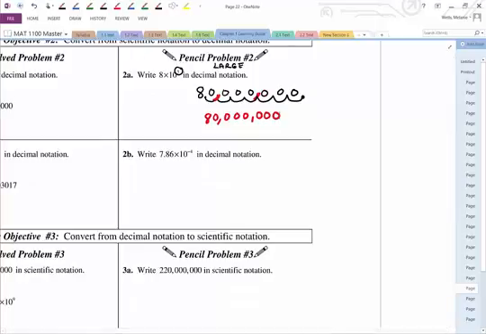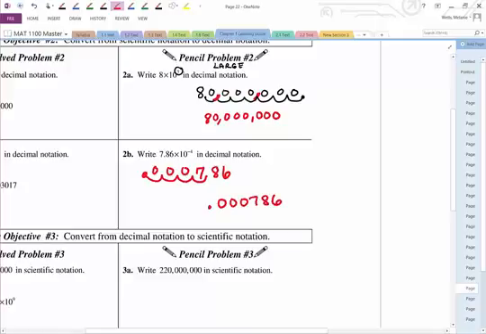Okay, and then 2B actually here has a negative exponent. So when we finish writing this in just decimal notation, I should have a very small number. Okay, so if I go ahead and write out the 7.86, if I moved it to the right, it would leave me with a large number. Negative exponent is going to tell me to move to the left, which results in a very small number. So I'm going to move the decimal place 4 places to the left. 1, 2, 3 zeros. So I end up with 0.000786 in decimal notation.